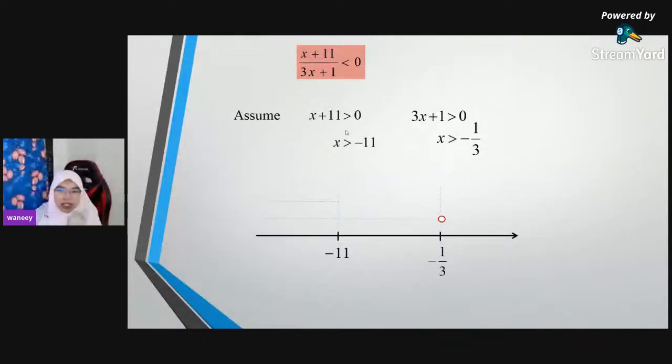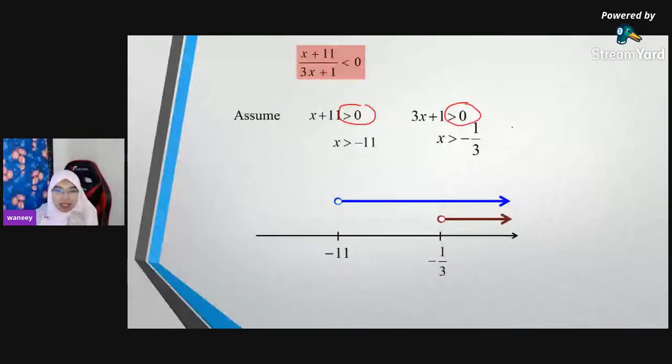Okay, so we assume them to be greater than 0. So that means it should go to the right hand side and positive. On top of the line is positive. Other than that, it should be negative. So make a conclusion for that.